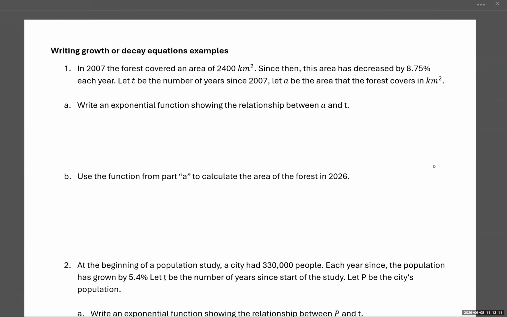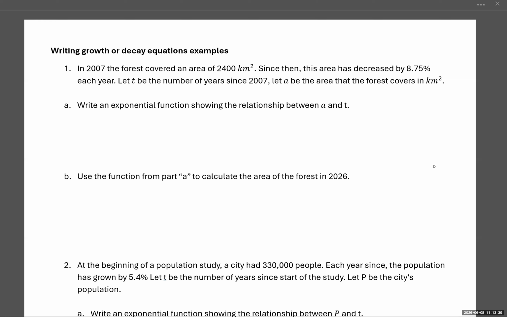Here's an example of how to work with growth or decay equations, including how to write them. Number one, in 2007, the forest covered an area of 2,400 square kilometers. Since then, the area has decreased by 8.75% each year. Let T be the number of years since 2007, and let A be the area of the forest in square kilometers. Write the exponential function showing the relationship between A and T.